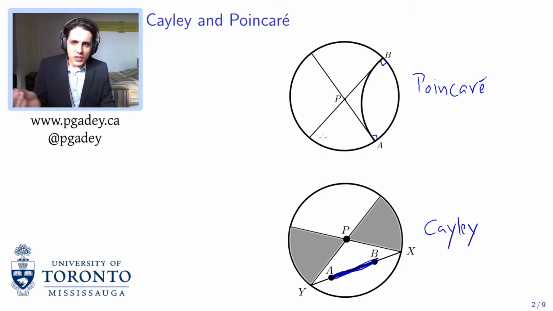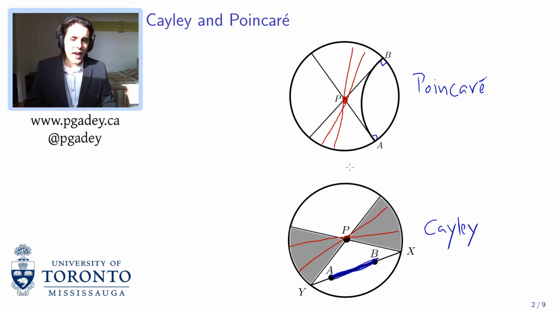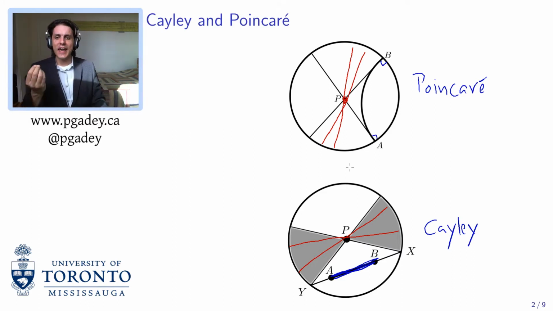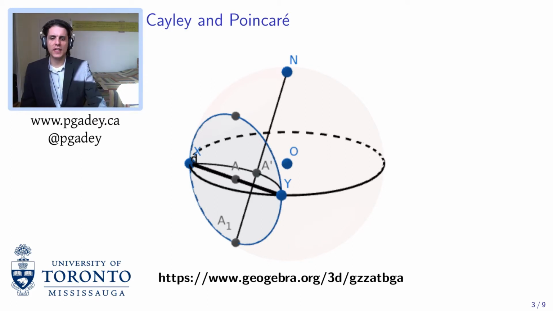Now, there are certain things that make these two models sort of similar. One example being that we have infinitely many lines through P not intersecting AB. And in the other model, we have infinitely many lines through P not intersecting AB. And what's really remarkable is that these actually model the same mathematical structure. The Cayley model is also the hyperbolic plane, just like the Poincaré model. So, how are these things related?